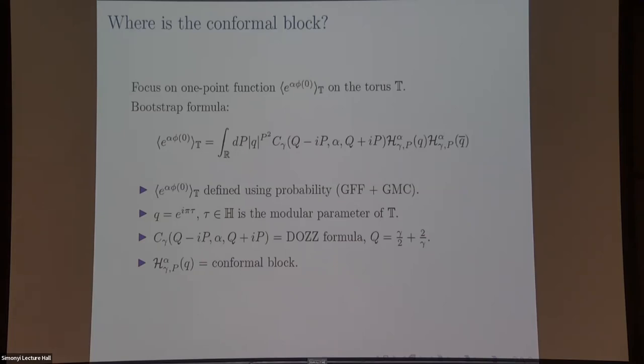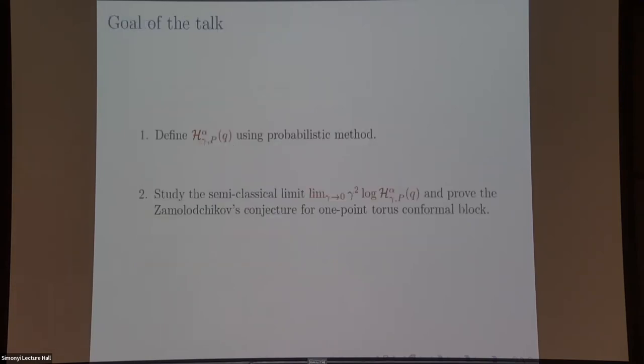Yeah, although I won't be focusing too much on that, I'll say a little bit. So we want to understand this conformal block using probabilistic methods, and if possible, to study the semi-classical limit. By semi-classical limit, I mean taking the logarithm of the conformal block, scaling it by gamma squared, gamma being the fundamental parameter, and letting gamma go to zero. And there is a conjecture by Chomovitz-Chekhov about this limit. So we can state that conjecture and then we'll try to show how we can prove it.